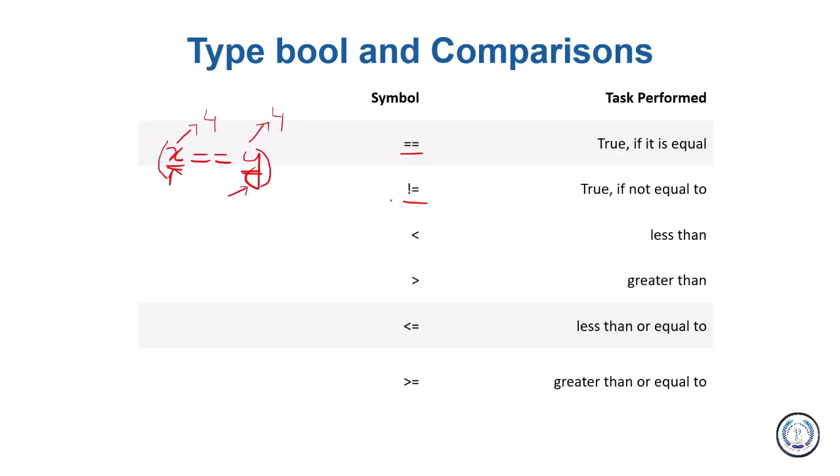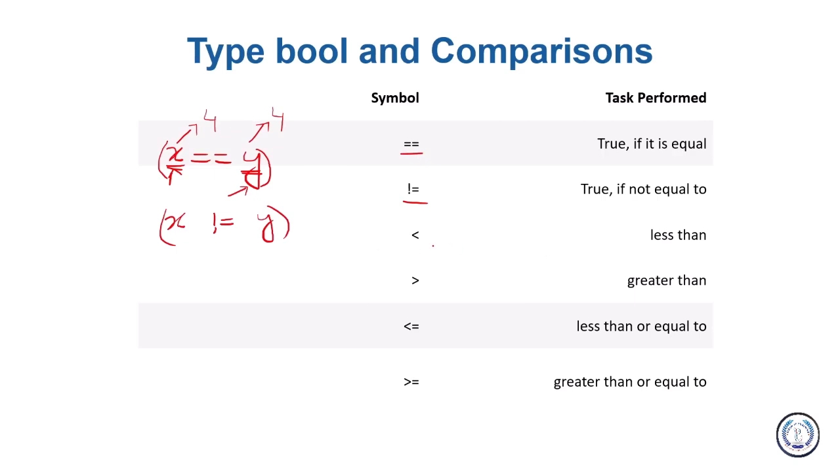Similarly, if we write this particular symbol, that checks whether two values are not equal. For example, x is not equal to y. The result will be true if x and y have different values. Otherwise, the result will be false. Remember, the result of comparison is always a Boolean. It is either true or false.